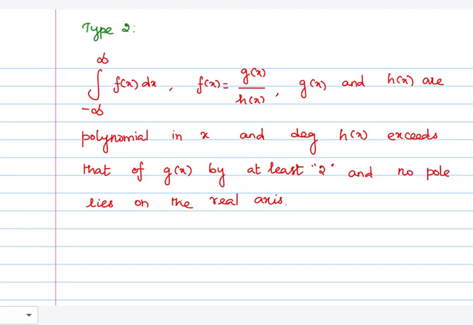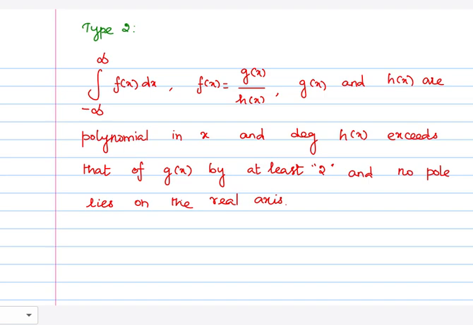So in the last video we saw how to evaluate the integrals of the form integral from 0 to 2 pi of f of cos theta comma sin theta. In this video we are going to evaluate the integral over the whole real line, that is the type 2. So that is minus infinity to plus infinity of f of x dx.